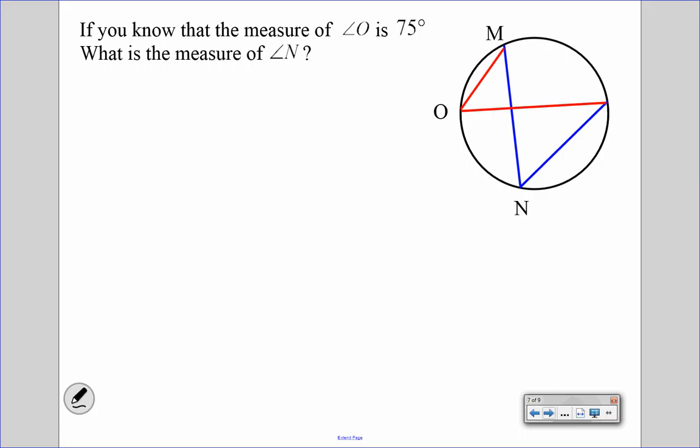Okay, so if we look at this, it says, if you know that the measure of angle O is 75 degrees, what is the measure of angle N? Well, if you notice, the red angle has an arc from here to here, and the blue angle has an arc from here to here. So since they have the same arcs, they have the same measurements, so the blue angle must be 75 degrees. So the measure of angle N is equal to 75 degrees. So you just have to be very careful to see if they have the same arcs or not.